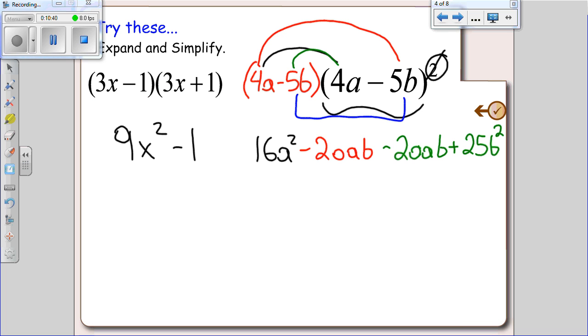Can you combine any terms here? Yes. Which one can you combine? The 20abs. So they should combine to be negative 40ab. The other two, you can't do anything with.